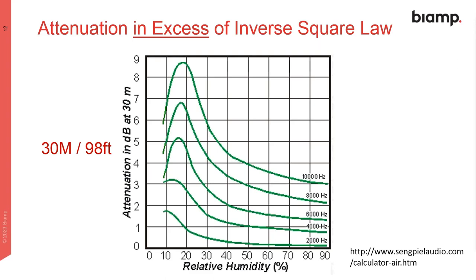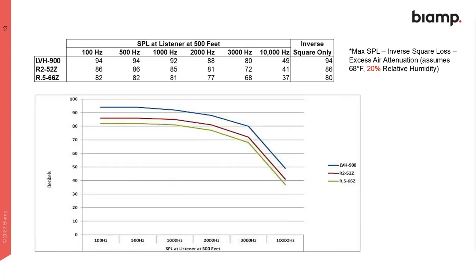Well, at 6 kilohertz, if the humidity was at 40%, we've got an extra roughly 6 dB of high frequency attenuation. Now, you can compensate for this to some degree, but just boosting the high frequency till you hit the limiters usually isn't the right answer. Managing expectations for systems that are projecting sound long distances is probably going to do better for you in the long run.